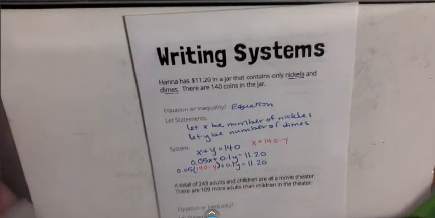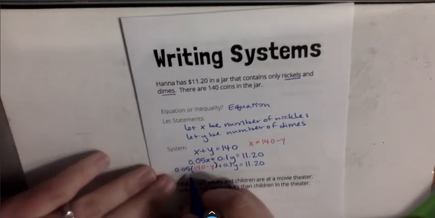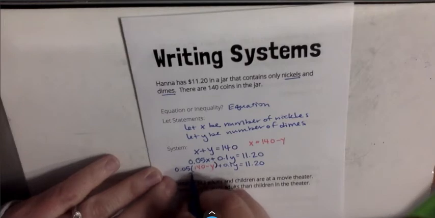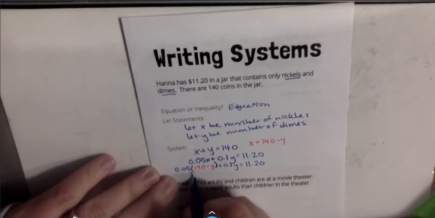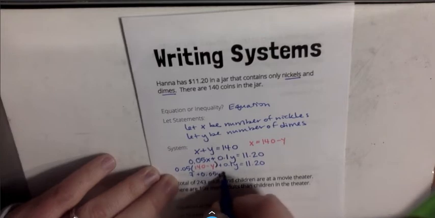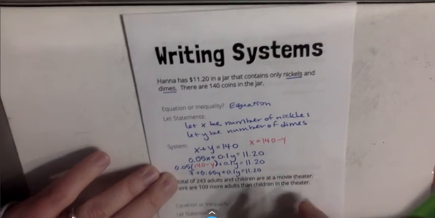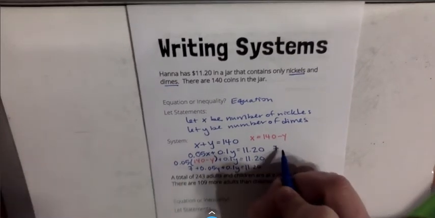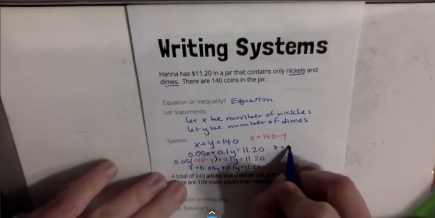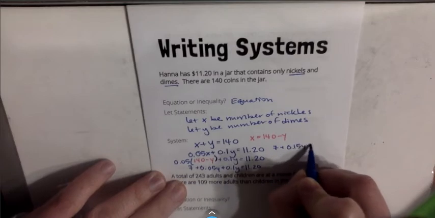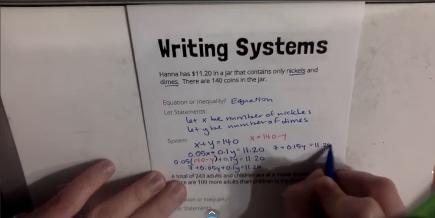So I'm going to get out my handy little calculator. 140 times 0.05 is $7. So I'm going to do the distributive property. I get 7 plus 0.05y plus 0.1y is equal to 11.20. I'm going to continue working this out. 7 plus 0.15y is equal to $11.20.